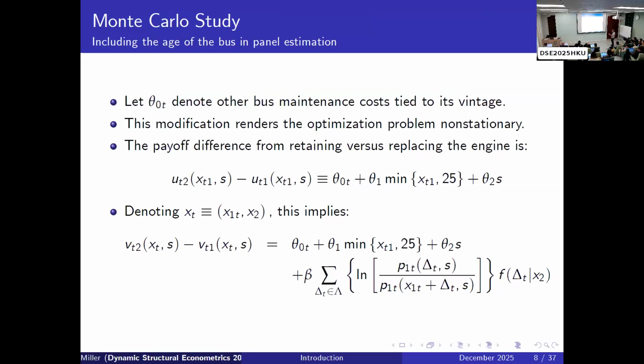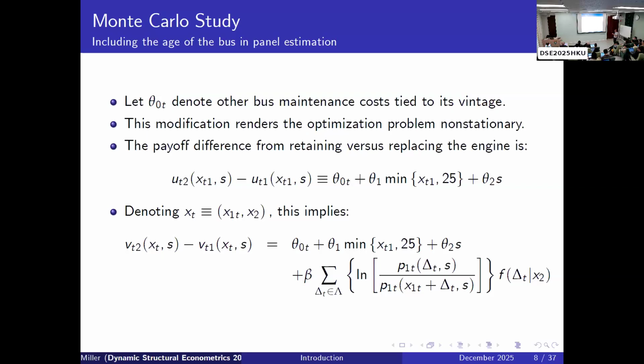And the other thing we might do, and we've done, is to allow for the fact that the maintenance costs might be tied to vintage. In other words, we've got some non-stationarity in there to reflect the fact that the cost of replacing the engine is going down, in a thoroughly anticipated way. I'm going to come back to that assumption later on. It makes things much easier, but it also makes the optimization non-stationary. Think about solving this backwards induction problem if this thing is non-stationary. And so the payoff difference is just going to be this difference.